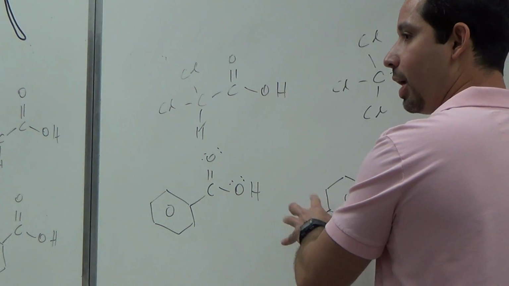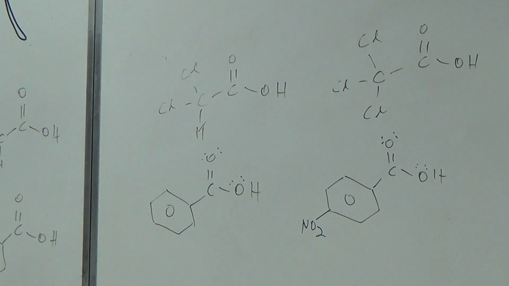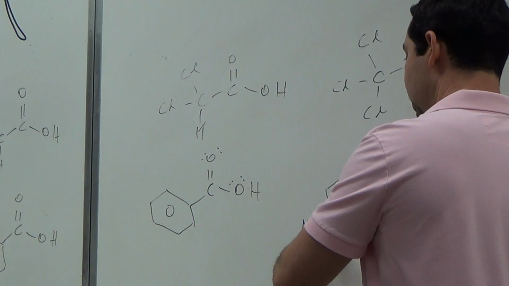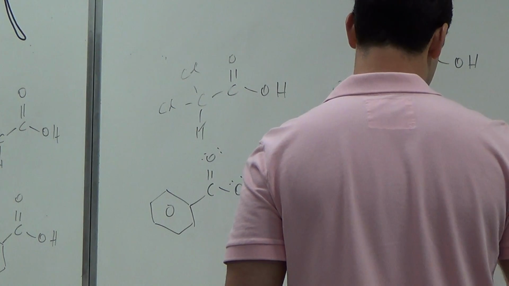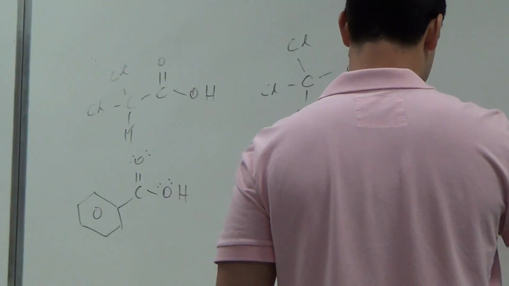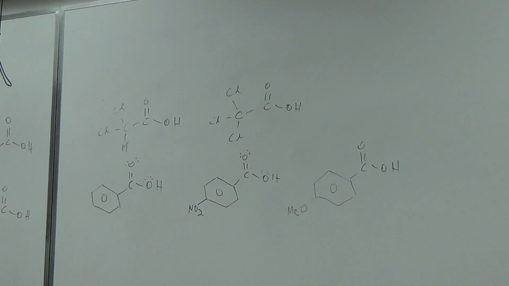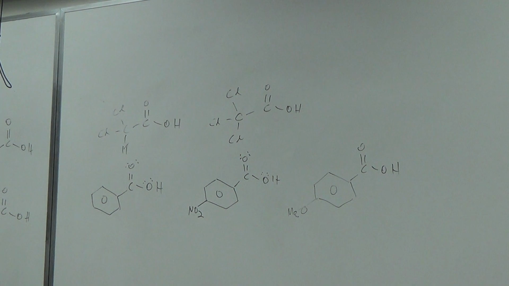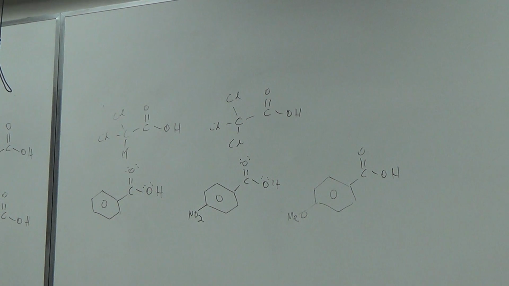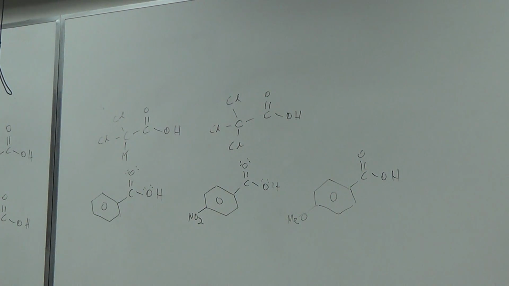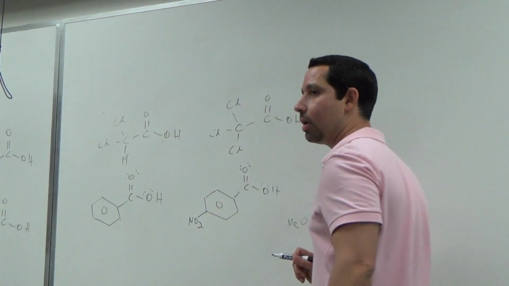Anything you put here that is electron withdrawing, and you already know a few of them from electrophilic aromatic substitution, in fact you know most of them. This is more acidic than that. Which one is more acidic? The nitro or the methoxy? Nitro. Nitro is more acidic. This is less acidic than that.